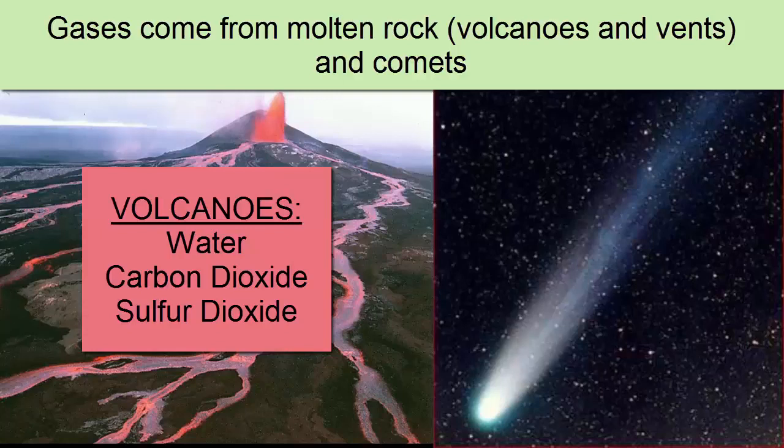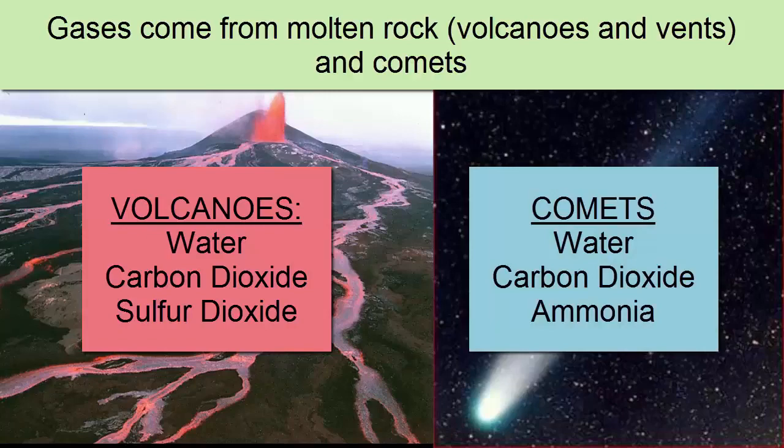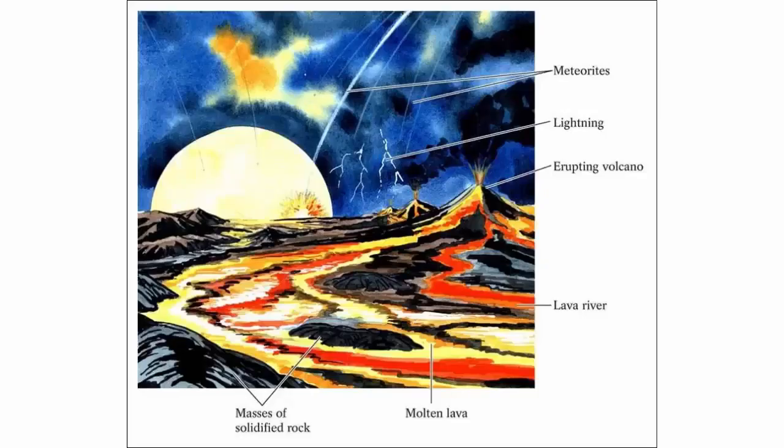Gases also entered the newly growing atmosphere from comets colliding with Earth. As we reviewed in the Earth formation video tutorial, comets contain water, ammonia, and carbon dioxide. Here is an artist's rendition of what early Earth would have looked like with cometary and asteroid collisions and erupting volcanoes on a mostly molten surface.